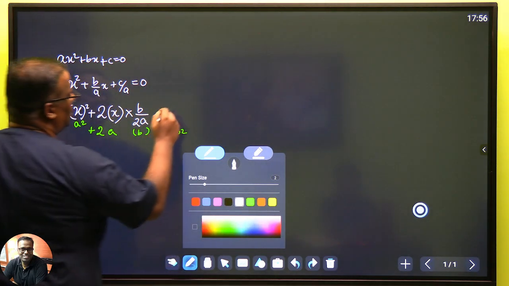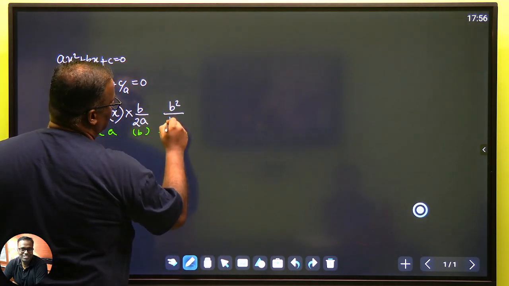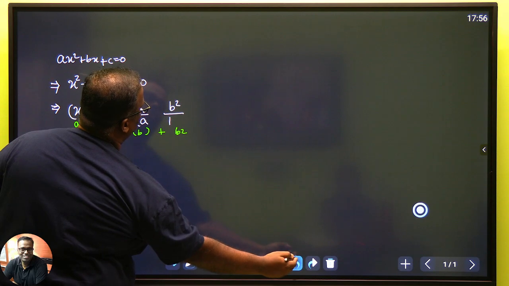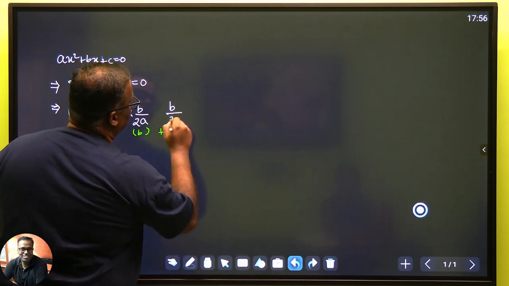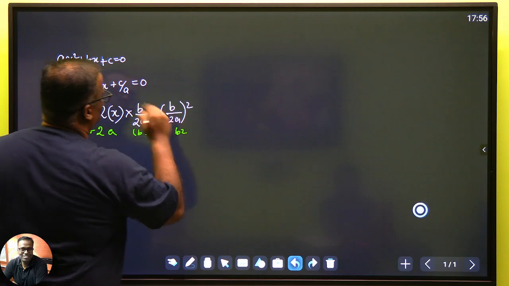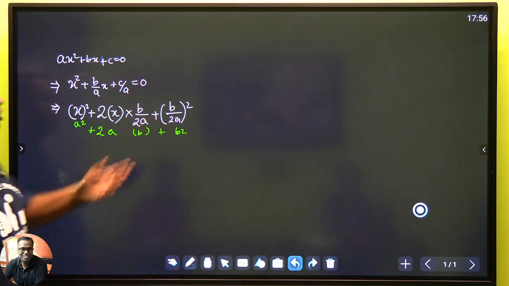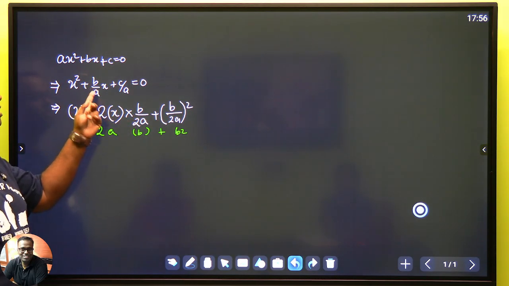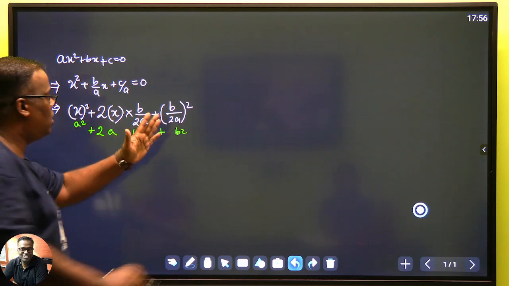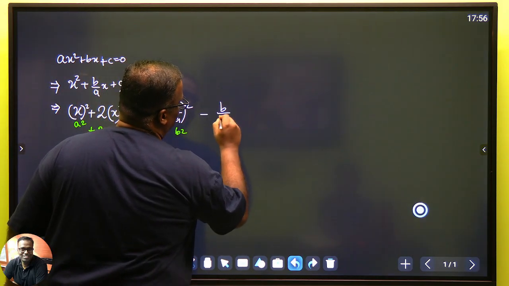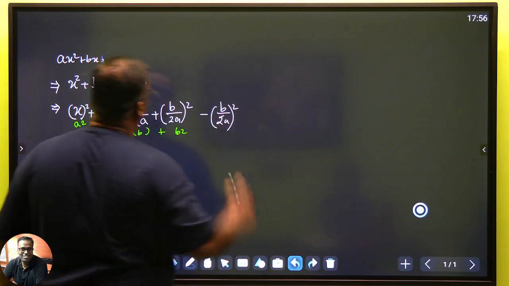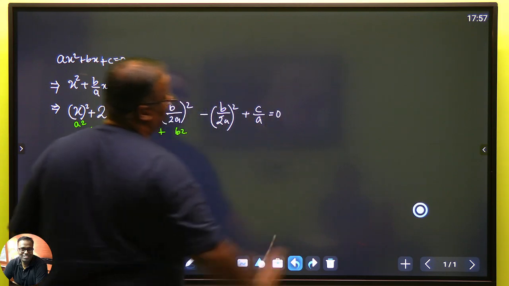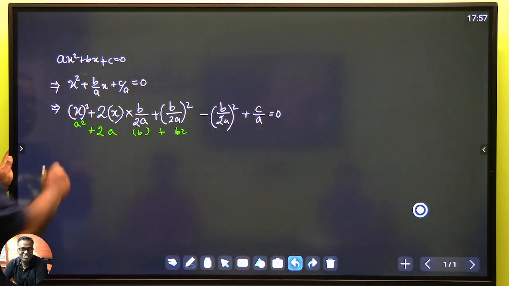So b square, what will we write? B square by 4a square. Or if you want, I am writing it a little more confusingly, you can write this as b by 2a whole square. Okay? Now check with the first term. This one satisfies this one. This whole thing satisfies this. This is a foreign element that you have introduced. So I reduce this element again, b by 2a whole square. And then I bring back my c by a. Clear? Okay. Ab aage chalte hain.